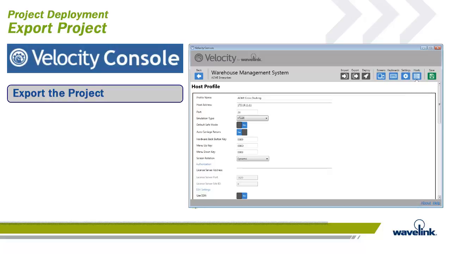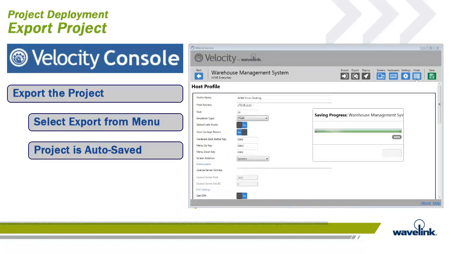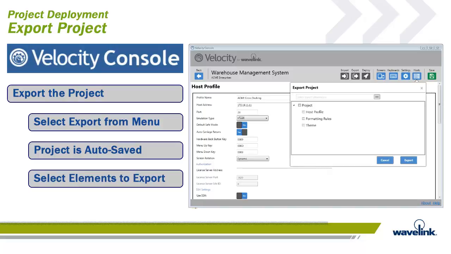You can export an entire project or just certain elements from the Velocity console and integrate them into other projects as needed. When exporting a project, you can select the following elements: screen captures, keyboards, host profiles, formatting rules, themes. To start an export, open the project you would like to save. Click the Export button. The project saves and the Export Project dialog appears. Select what elements of the project you want to export.